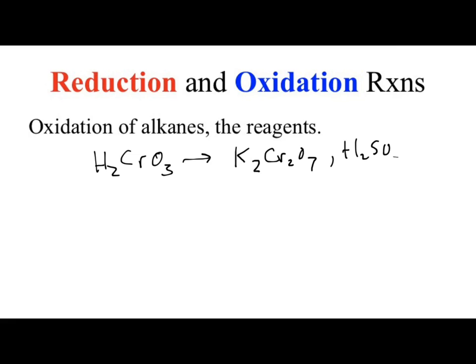H2SO4, and I think they say heat. So if you see either of those two reagents, chromic acid or dichromate with sulfuric acid, those are referring to the same thing. They're going to function the exact same. The chromium ion there happens to be +6, I believe.